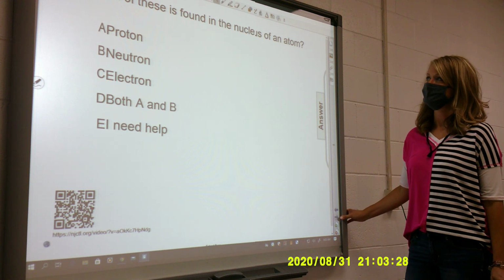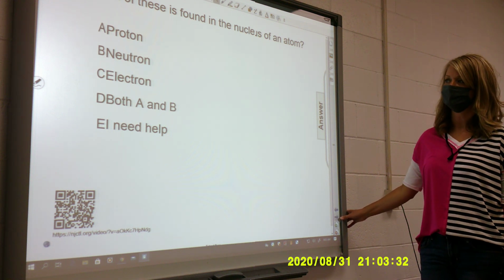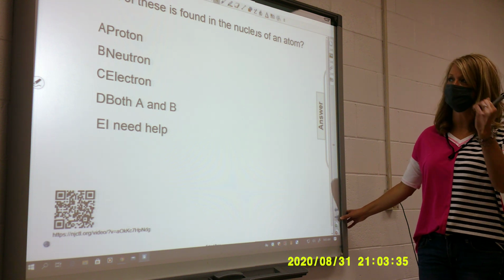That's true. Which of these is found in the nucleus? Proton, neutron, electron, both A and B, or I need help? Connor, what do you think?